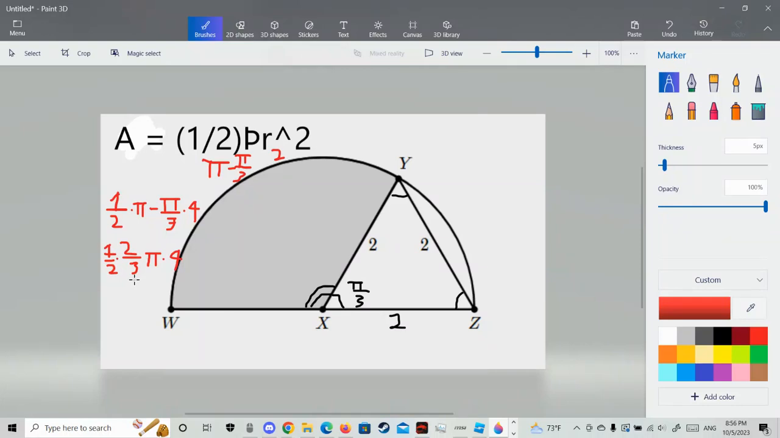Okay, and then we can do some more reducing. All right, we will get this will be 2/6, which equals 1/3 pi times 4. And then, of course, this equals 4/3 pi. And that's it. That's our answer. Area equals 4/3 pi.